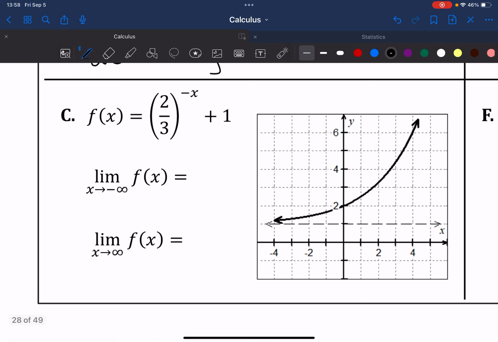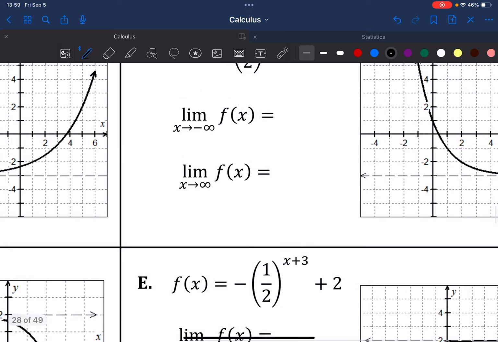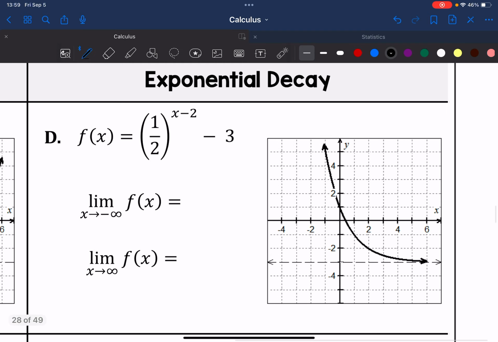Okay, in part C, same thing. We are looking at the left side for negative infinity, the right side for positive infinity. Looks like on negative infinity, it's approaching 1, and positive infinity is approaching positive infinity, which means that we are increasing. Okay. Now let's look at exponential decay.